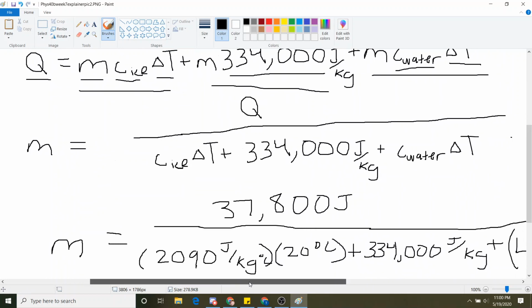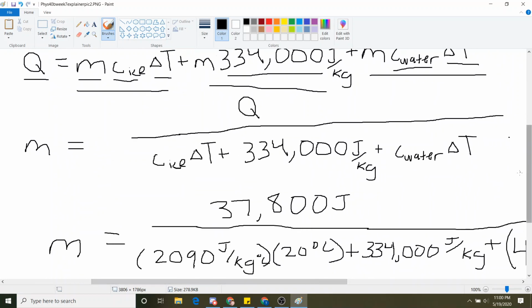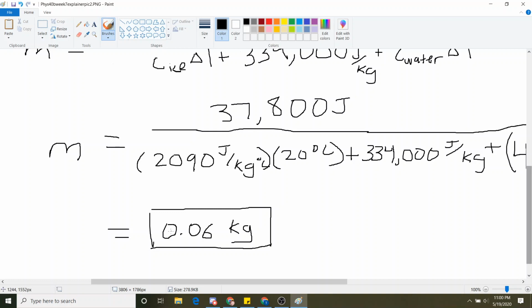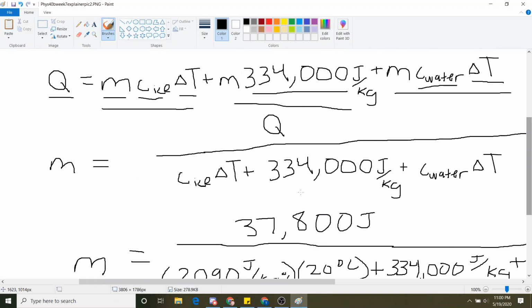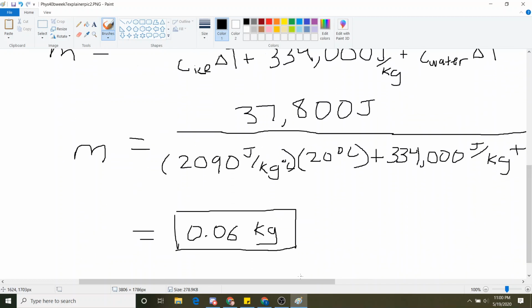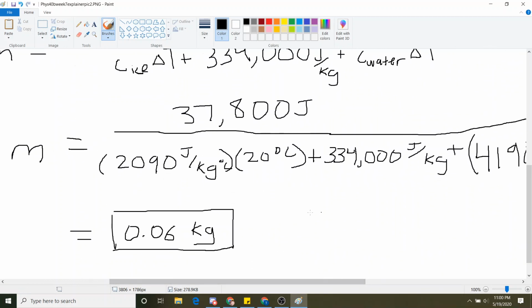So we can plug all of these numbers in to get 0.06 kilograms, after we isolate the mass and set it to one side of the equation. The final solution after plugging in all of these numbers is 0.06 kilograms.